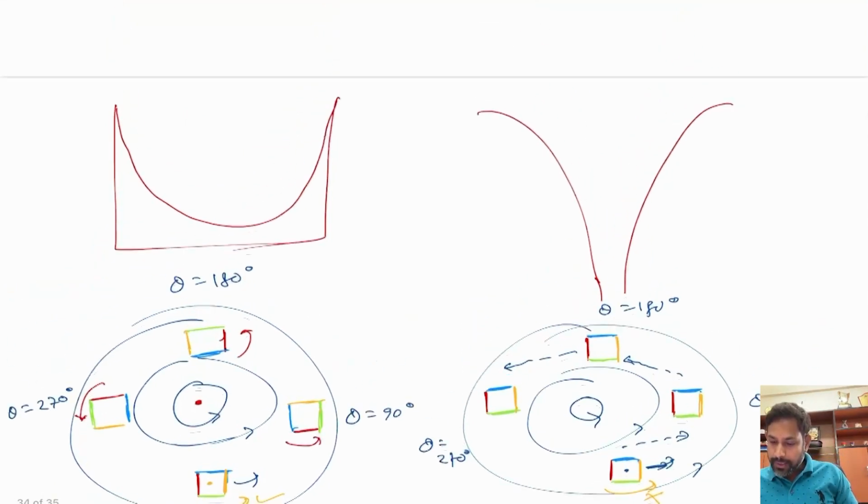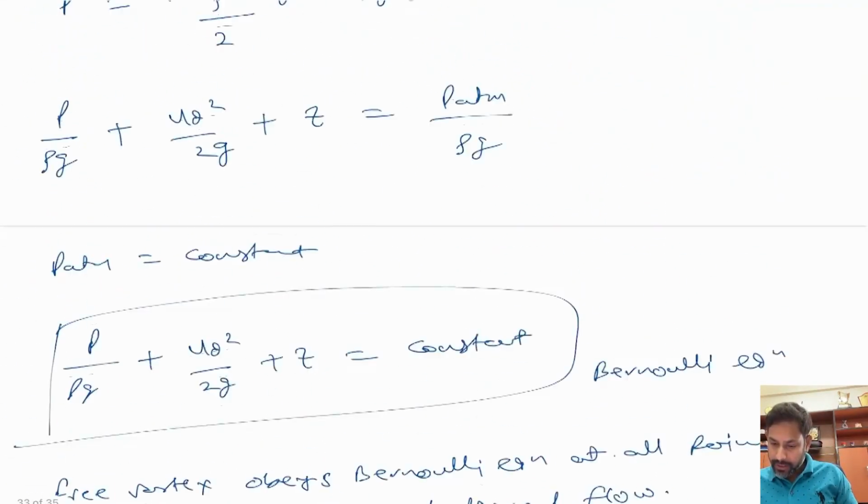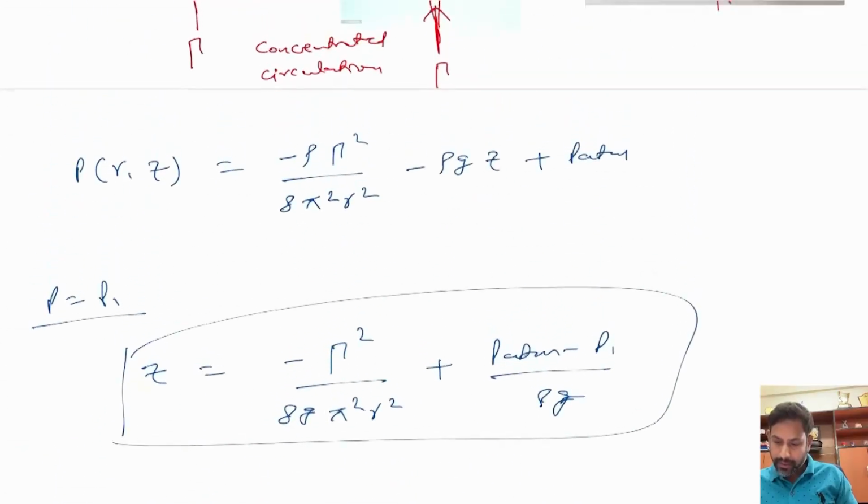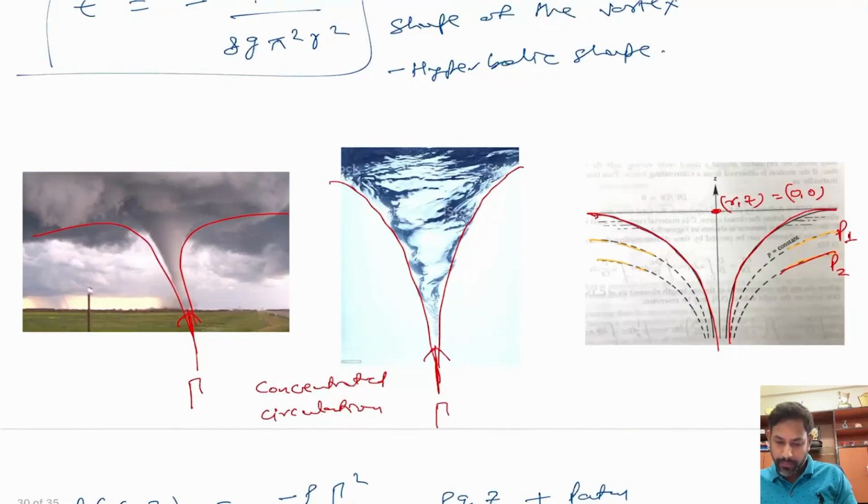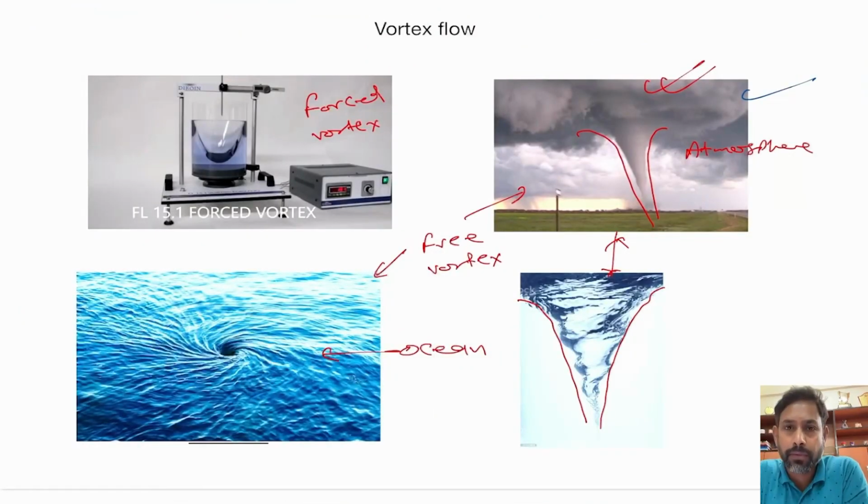Okay, so this is the end of the vortex part, where we have seen how forced vortex and free vortex are formed. We have tried to derive equations to define the pressure field and to find the shape of the vortex both in forced vortex as well as free vortex. And we also tried to see how the Bernoulli equation is applied, and whether it is valid or not in one case or the other.